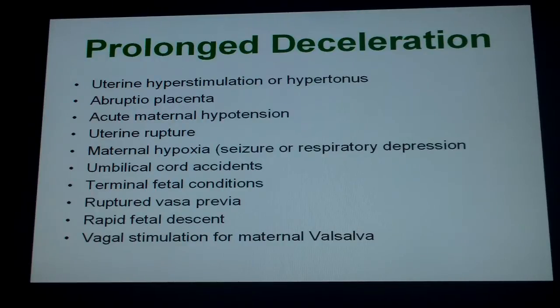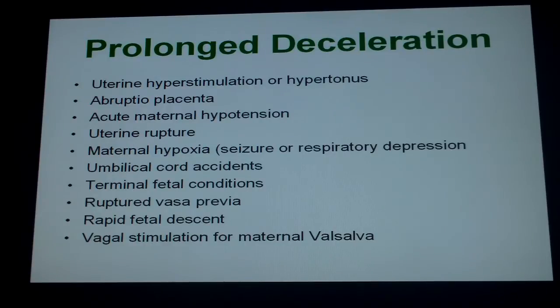Umbilical cord accidents cause prolonged decelerations. If you have a short cord and you're approaching your delivery, you could have a tear or something very bad, and that would cause a deceleration. You might have some terminal fetal conditions. If perhaps your mom has had some drug abuse, or maybe there was an asphyxic episode earlier in the pregnancy and this baby had a stroke or something, you might get a strip where the baby is getting to the end of where it's actually viable.